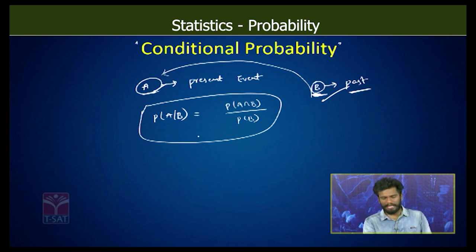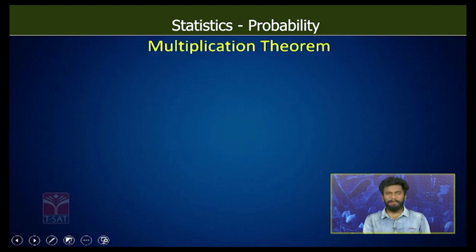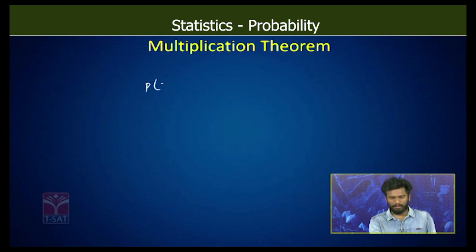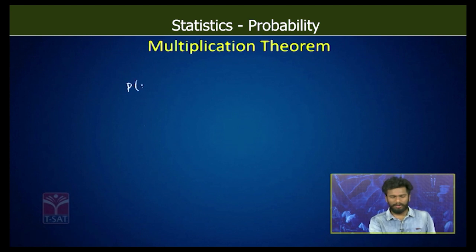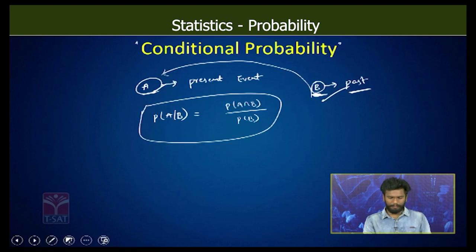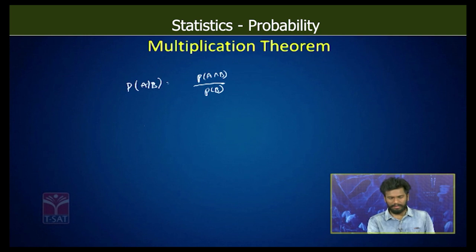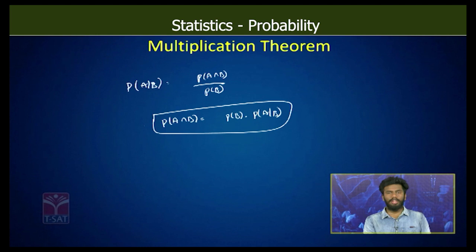So it's given that P of A given B is nothing but probability of A intersection B divided by probability of B. So from this we can extend and form the multiplication theorem. So first, what is the conditional probability? P of A given B is equal to P of A intersection B divided by P of B. Now the multiplication theorem says that P of A intersection B is equal to P of B into P of A given B. So this is our multiplication theorem in the probability.